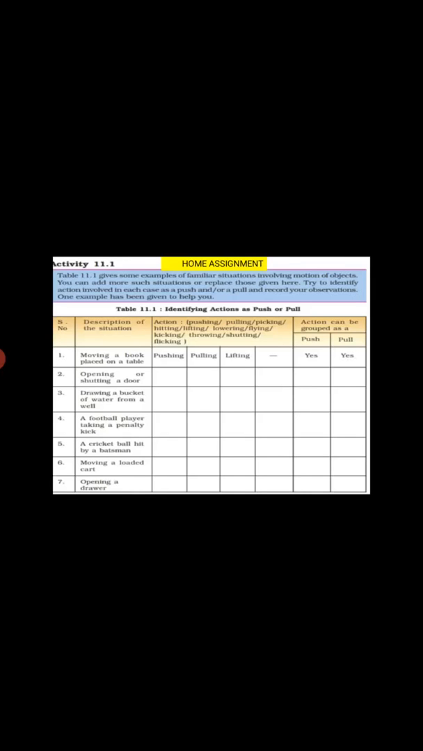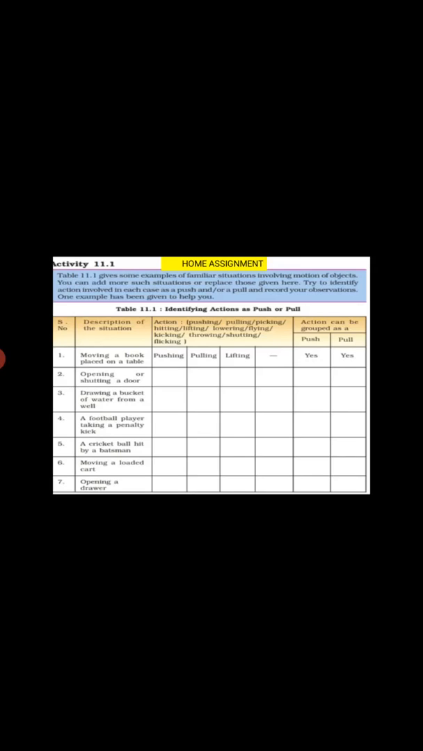Now, here is a home assignment for you. Here is a table which gives some examples of familiar situations involving motion of objects. You can add more such situations or replace those given here. Try to identify the action involved in each case as a push or a pull and record your observations. One example has been done for you.